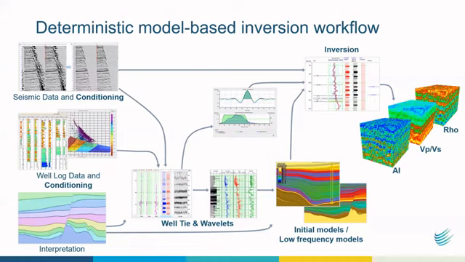So finally, we have a result in the form of volumes of elastic parameters. Again, in the case of acoustic inversion, it is P impedance only. In the case of simultaneous inversion, it's models of P impedance, S impedance, and density, and also any derivative, like VP/VS shown here, depending on the parameterization we use.